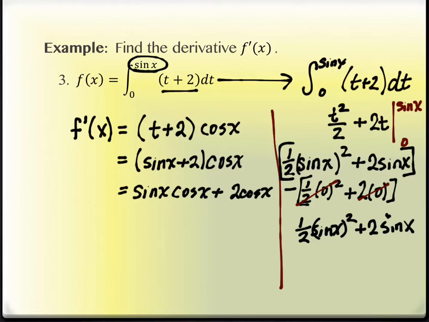Okay, so what did I find? Well, I found capital F of x, right? That's what I actually found. All I did was simplify, if you will, the right-hand side of the equation. But what I want to find now is the derivative of this. The notation that they did, yeah. So I want to find the derivative of this.